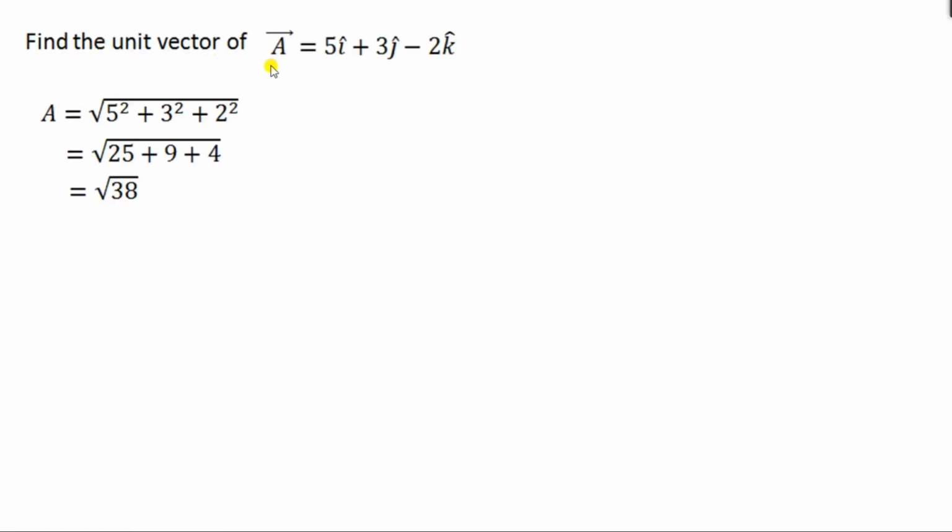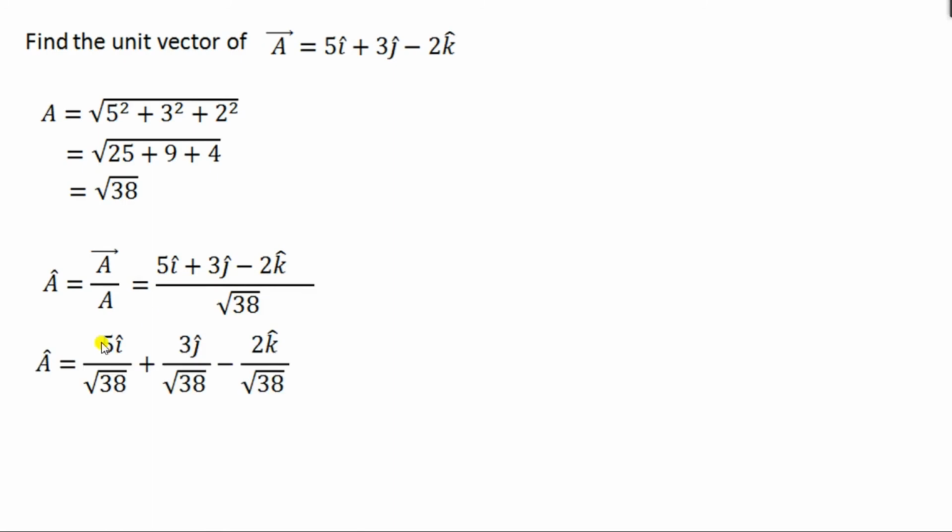So let's find the unit vector for this. In order to find the unit vector we need the magnitude. The magnitude is given by root over ax square, that is 5 square, ay square, that is 3 square, and az square, that is minus 2 square. We don't need to write negative because of the square, it will automatically become positive. If you solve this you will get root over 38 as the magnitude of this vector. Now the unit vector is given by vector by magnitude, and the vector is 5i plus 3j minus 2k, and the magnitude is root over 38. Now you can further simplify this. So this is the unit vector of this A vector.